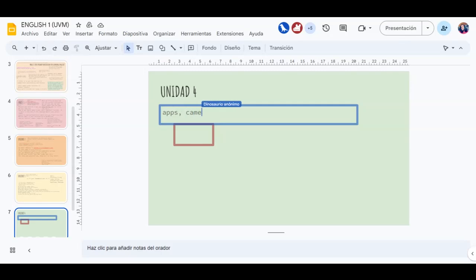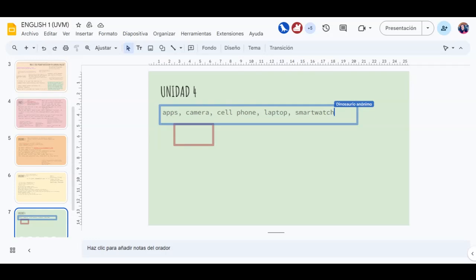Daniela, are you there? Now, can you help me with the verbs that you remember from the unit 4? Which verbs did you learn or did you review during unit 4?